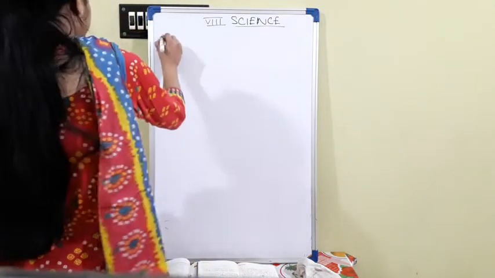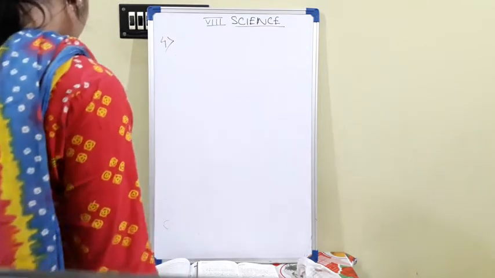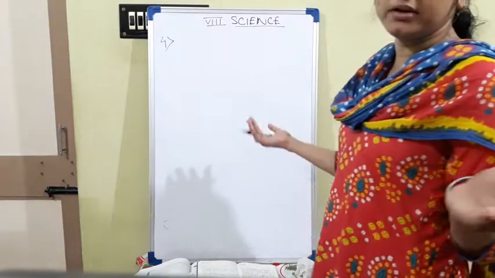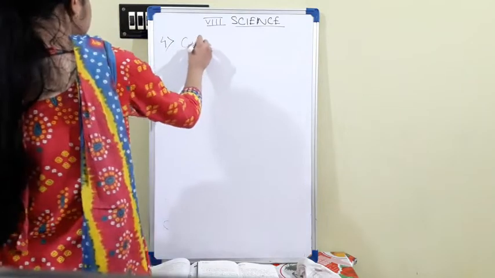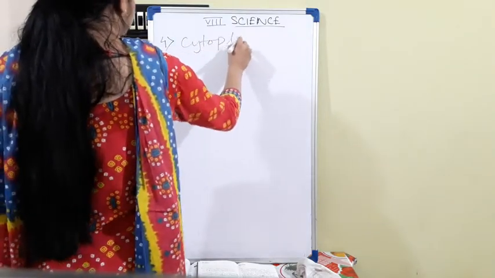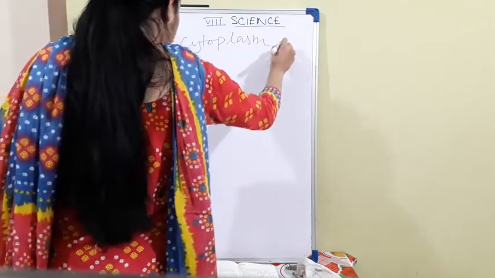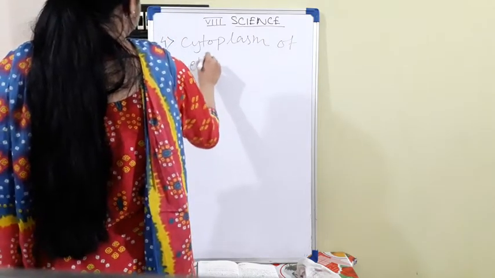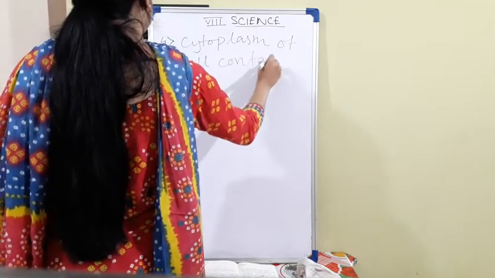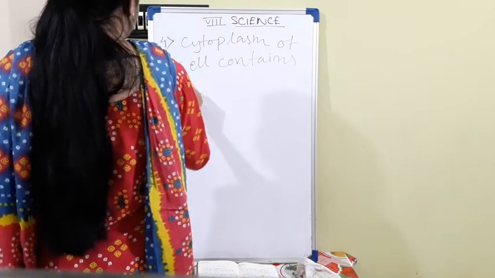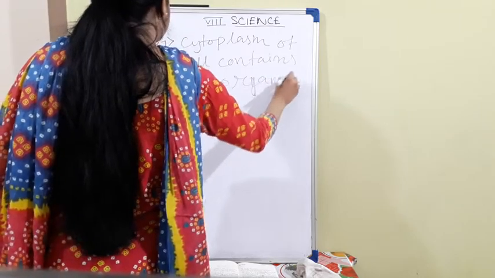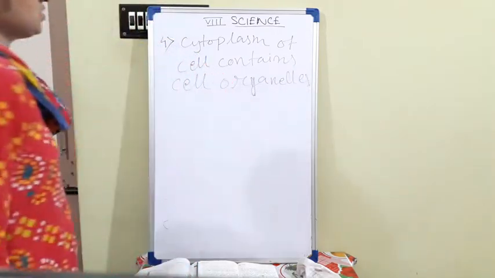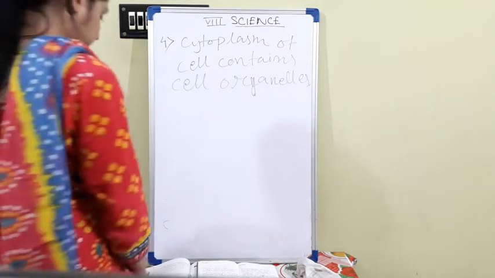Next, question 4. Which part of the cell contains cell organelles? Cell organelles, you already read about that. The cytoplasm, jelly-like substance. The cytoplasm of the cell contains cell organelles. Okay. The cytoplasm of the cell contains cell organelles.